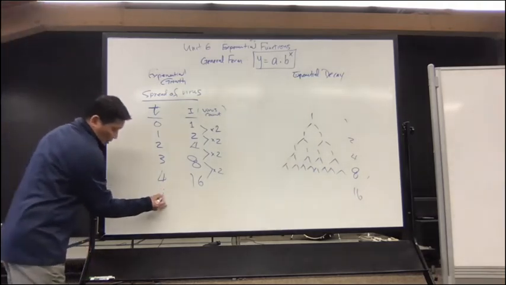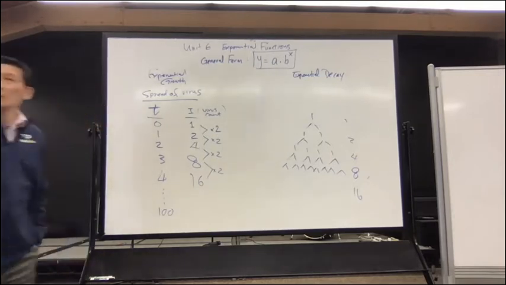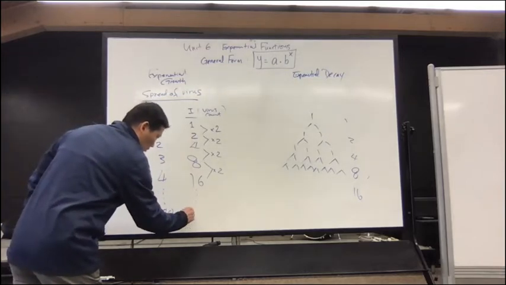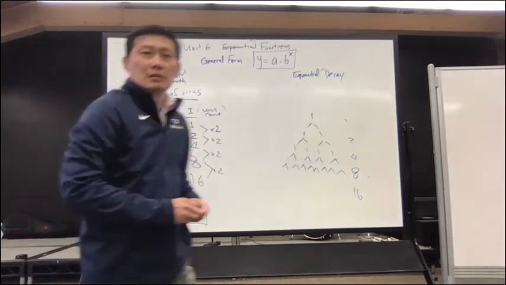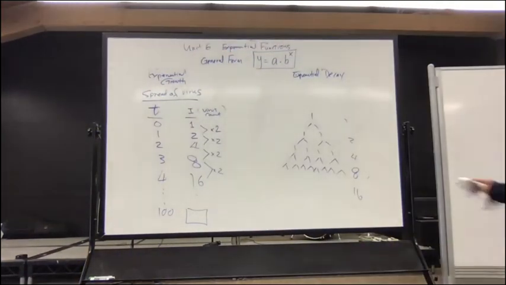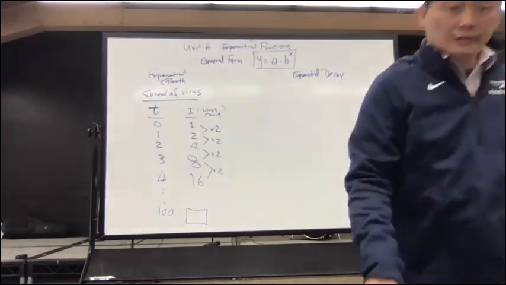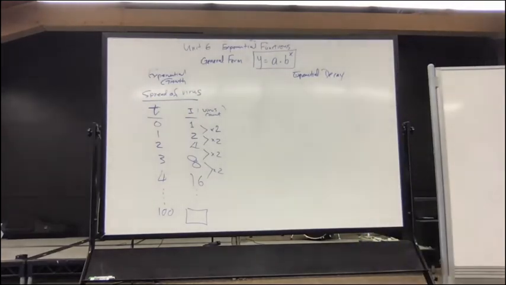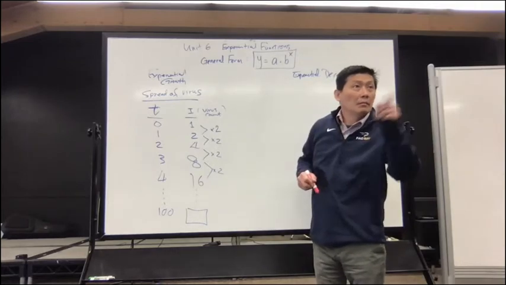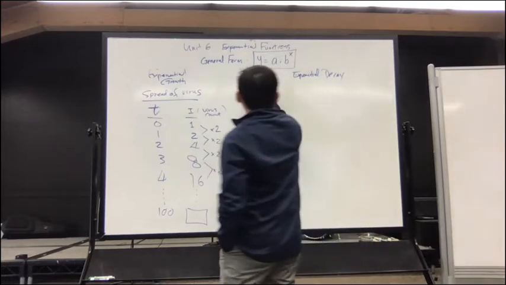So the question then here is to say, well, what happens when you get to 100? Then what number would this be? That's the question that we want to solve. So I'm going to try to do the solution here using this model. And so the model is time is x. Time is x.